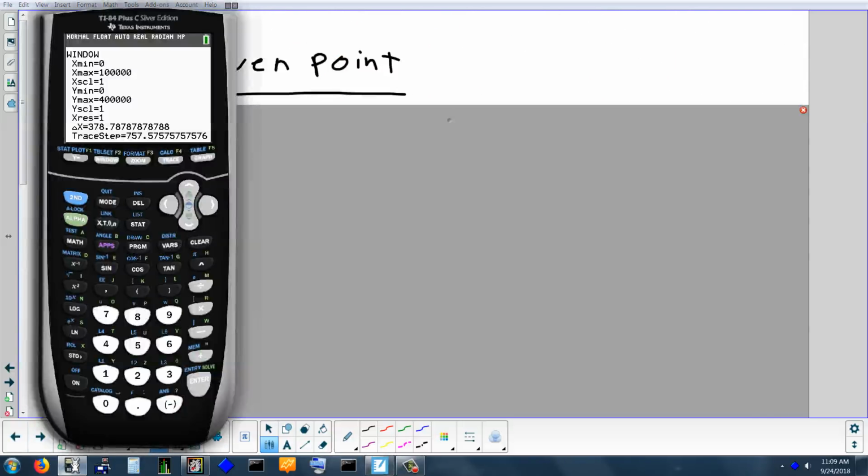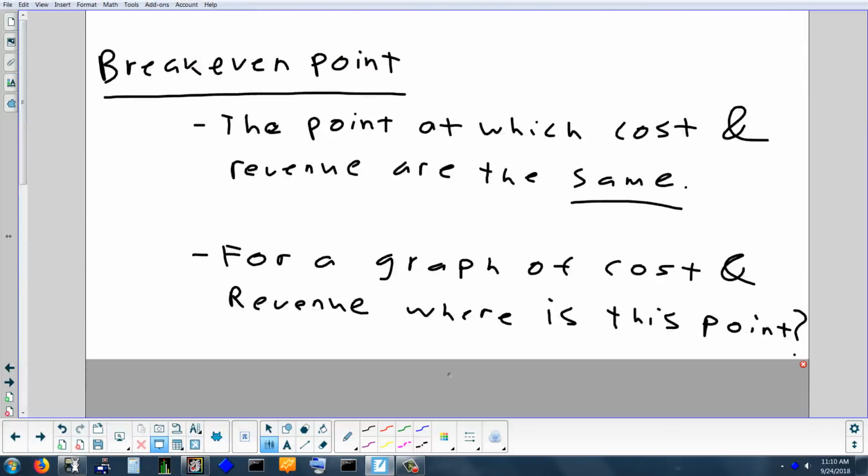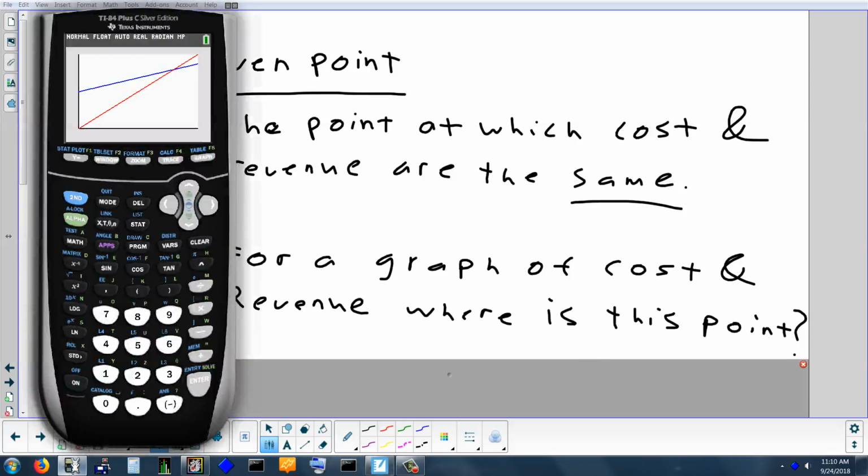Where these two things cross, if I go back to it, that's the break-even point. If you can find the spot where your cost to make the product is equal to the amount of money you brought in, well, now you've broken even. So if you have a graph like we do, we kind of already answered this: where is the break-even point visually in that picture? It's where they cross.